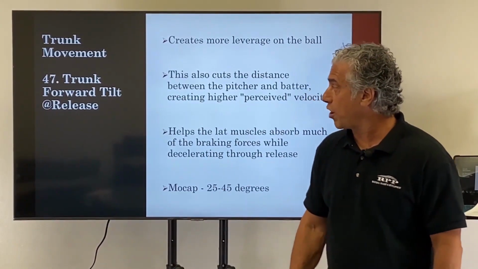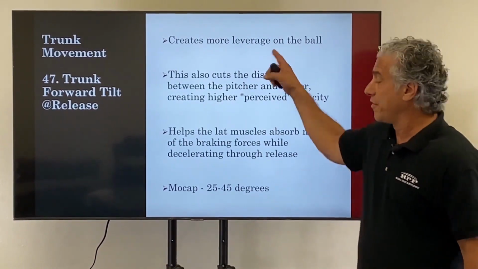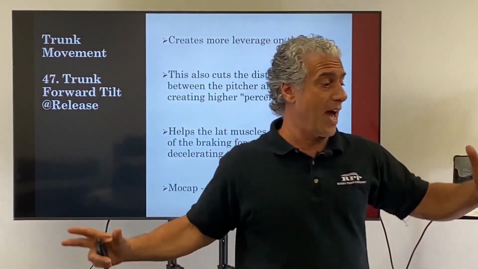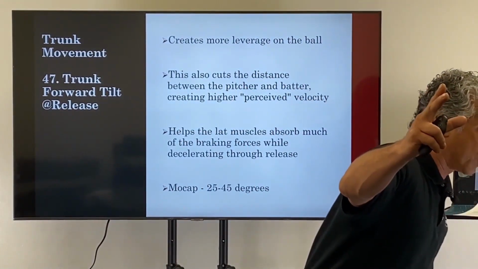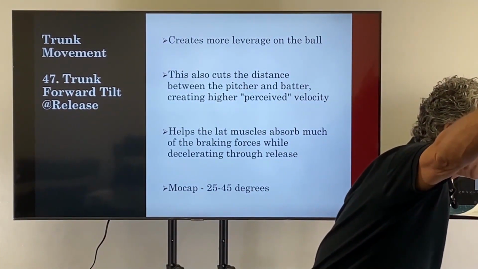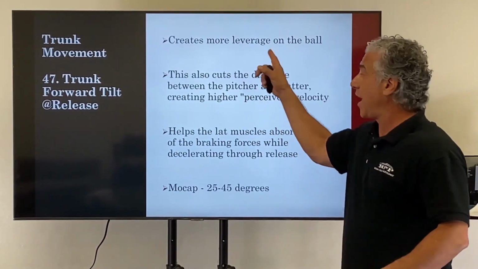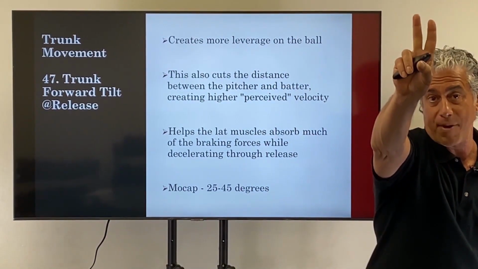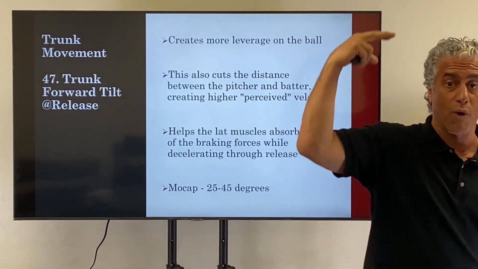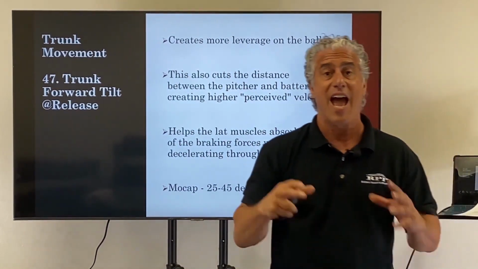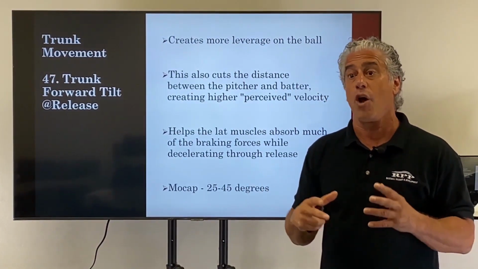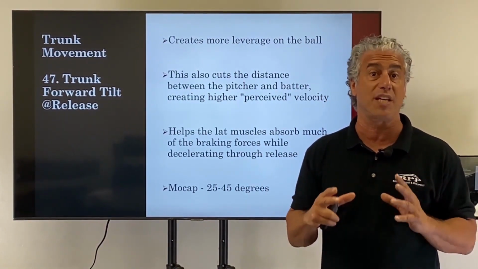Number 47, trunk forward tilt at release. This helps us create more leverage on the ball. This is exemplified by an athlete getting out in front over that front leg at release. It gives us a bigger leverage point on the ball, helps us stay on that ball longer. That can help us get better spin on the ball, whether it's back, whether it's down for more vertical break. And it also gives the pitcher an advantage and the batter a disadvantage by giving the pitcher more perceived velocity.